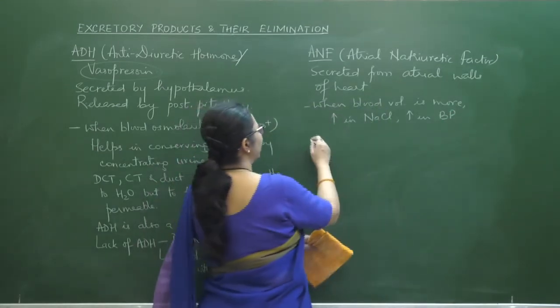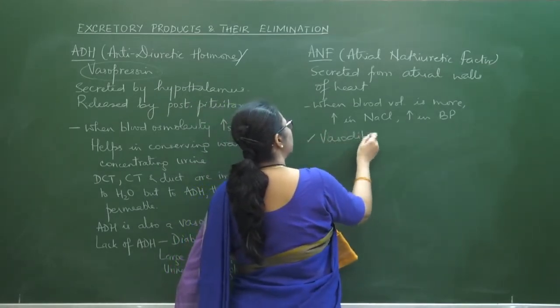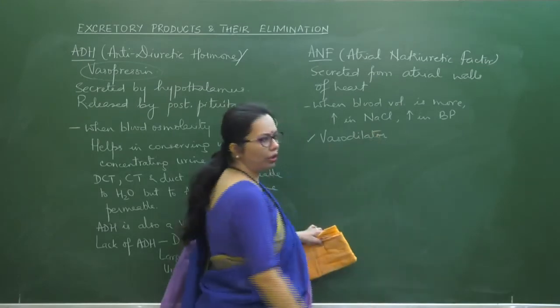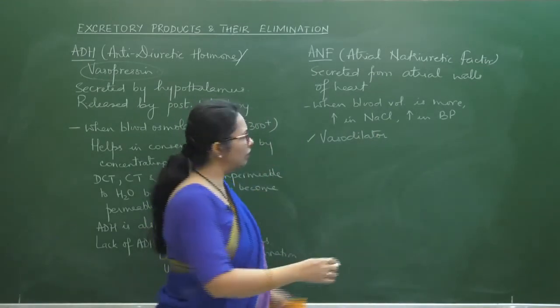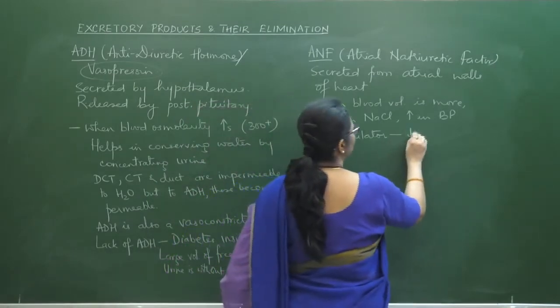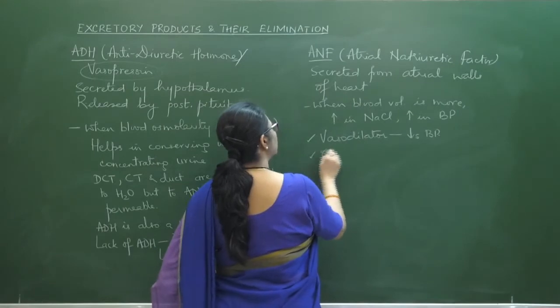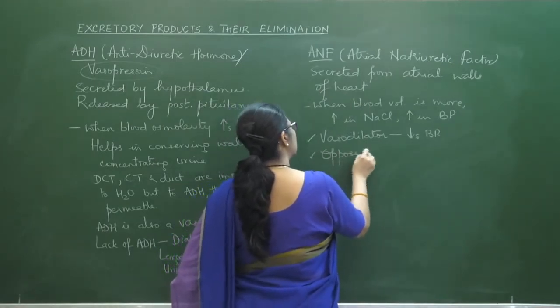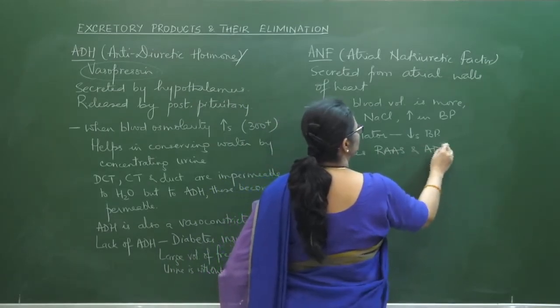So what does this ANF do? ANF is a vasodilator. So you see, it is antagonistic to the RAS and ADH. It's a vasodilator, so vasodilation will reduce BP. Okay, so it decreases blood pressure. Then it opposes RAS as well as ADH.